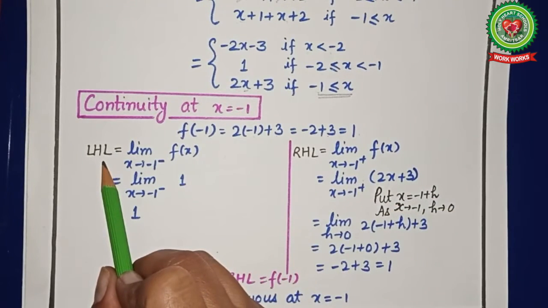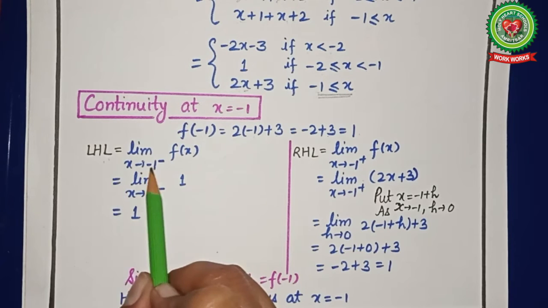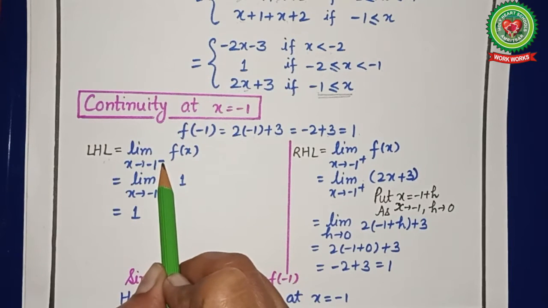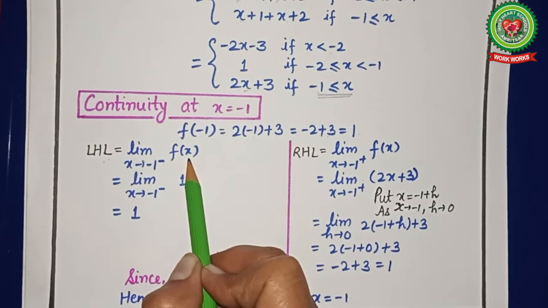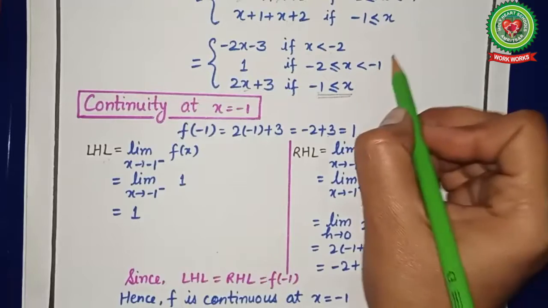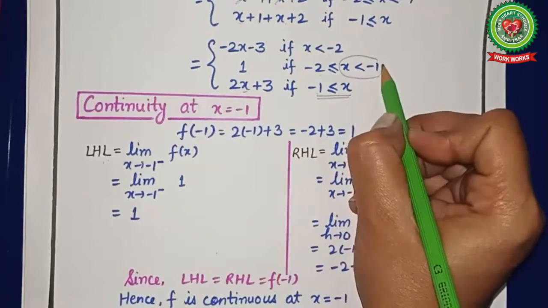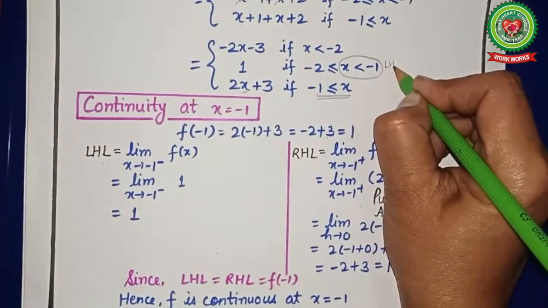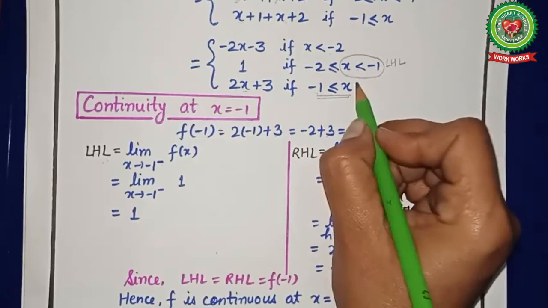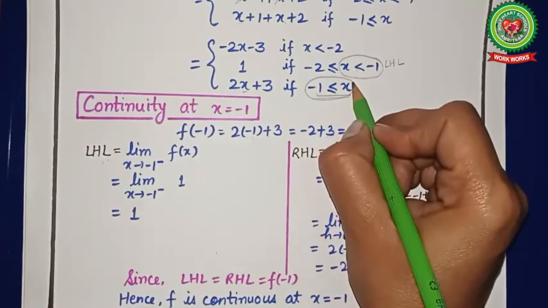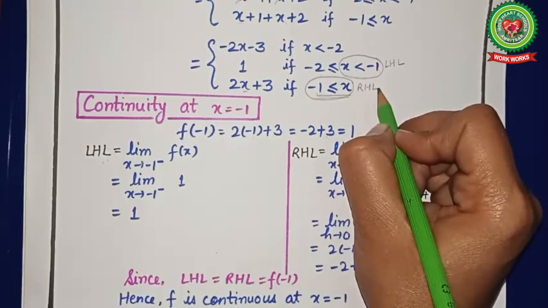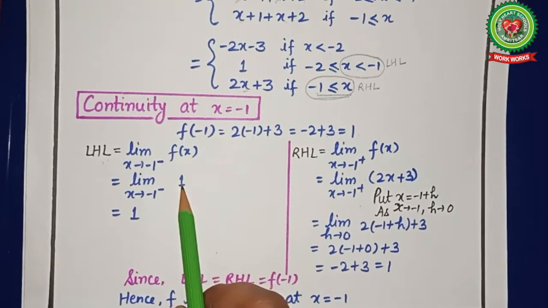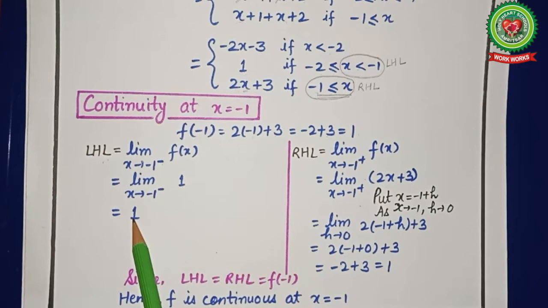Now, left hand limit. Left hand limit means when x is approaching minus 1 from the negative side, the value is less than minus 1, of f(x). Now, look here. When x is less than minus 1, the value of the function is 1. So, this will give us the value of f(x) for the left hand limit, and the second part will give us the value of the function for the right hand limit. So, here put the value of f(x), it is 1. No x values are there, so its answer is simply equal to 1.